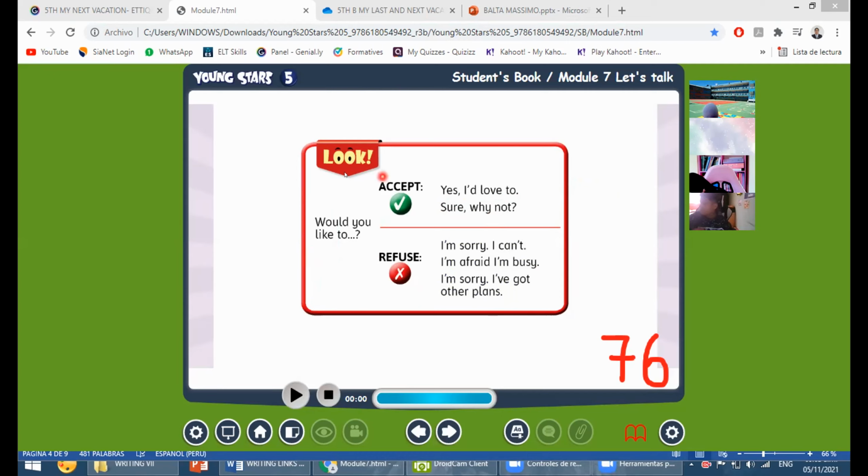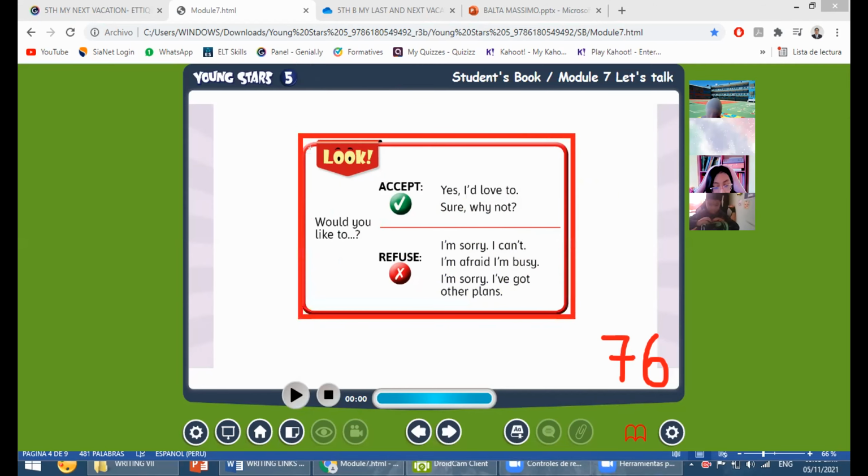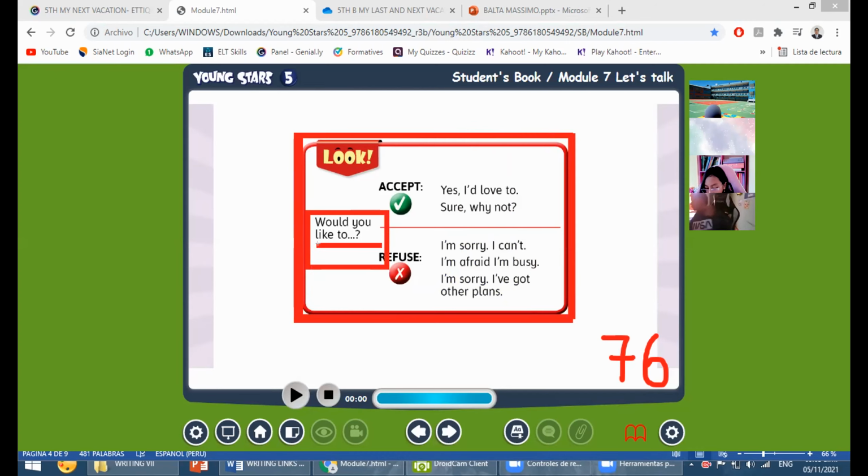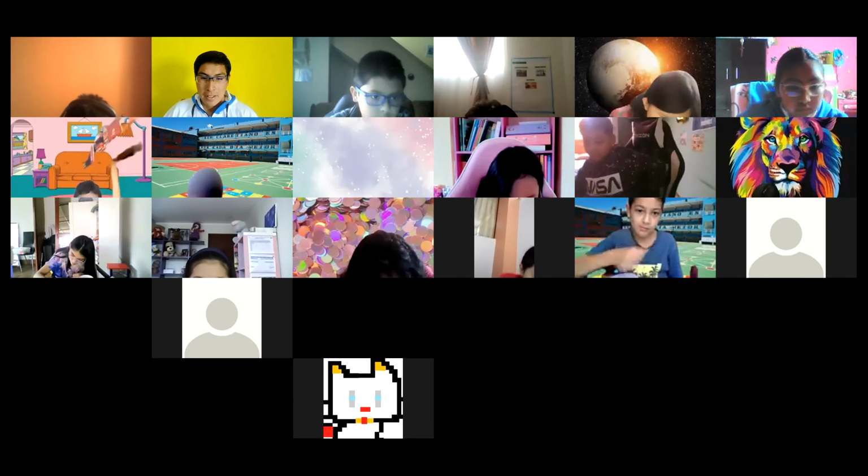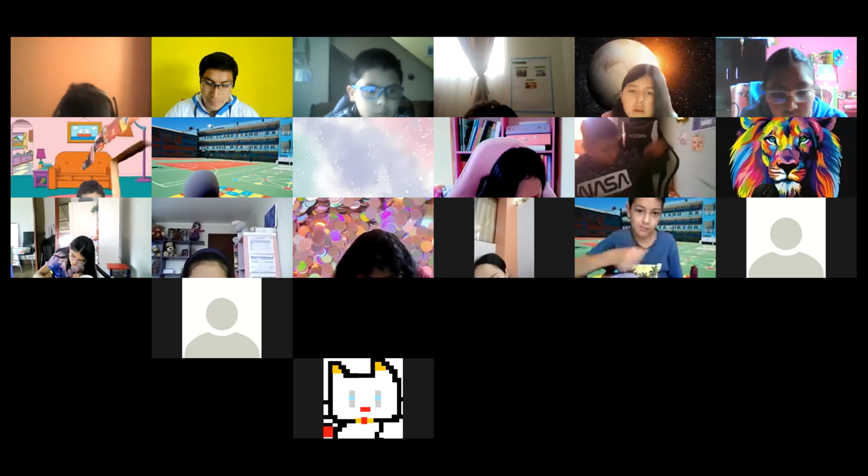You see, please only practice this part in your book, page 76. In this part, use your ideas. Would you like to go to the cinema, to go shopping? Would you like to watch a movie? Would you like to play? Would you like to visit the park? Okay, any invitation. Let's practice this for 7 minutes, okay? In groups, let's see.